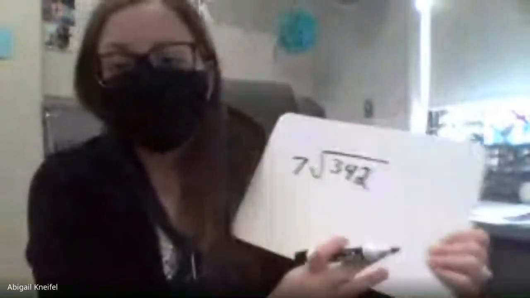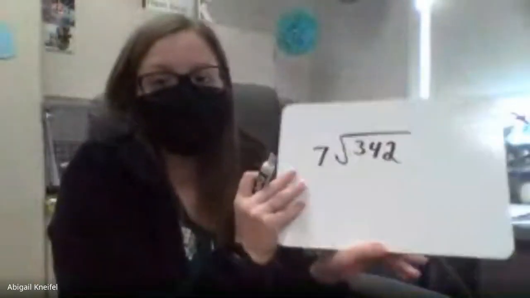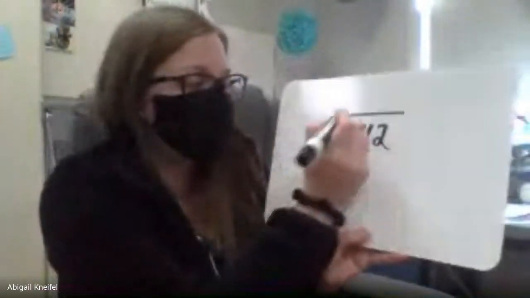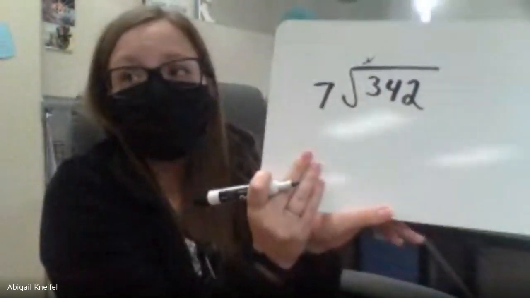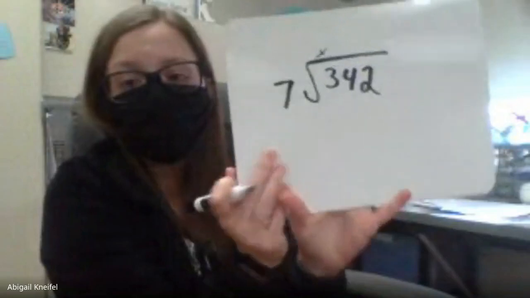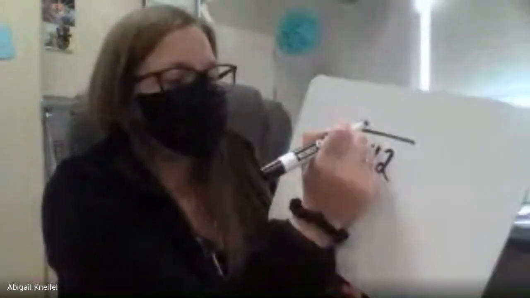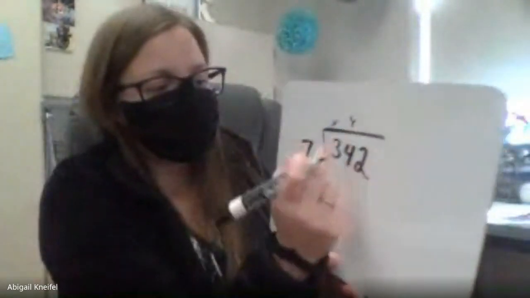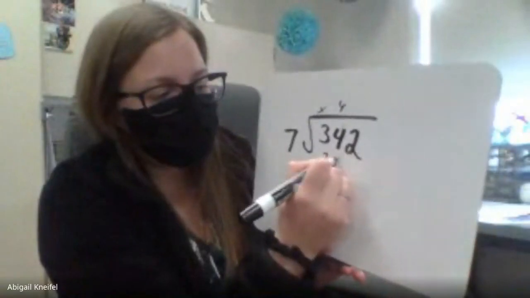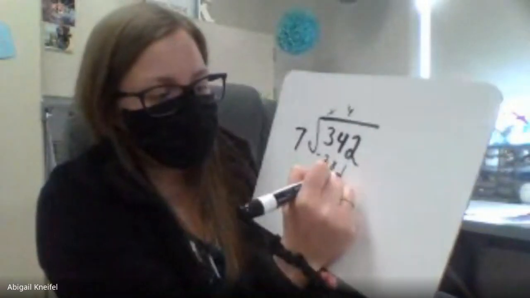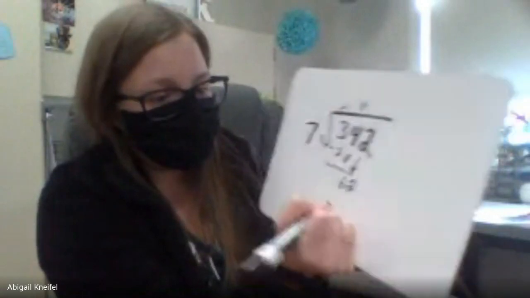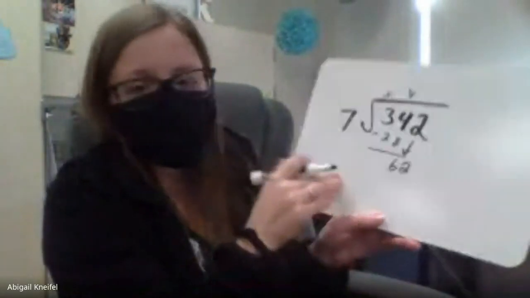All right, friends. 7 cannot go into 3, so Mrs. Kneifel likes to throw a tiny little X there because that helps Mrs. Kneifel remember. 7 can go into 34 though, and it can go into 34 4 times, which is 28. 34 minus 28 equals 6. Bring down my 2. 7 can go into 62.